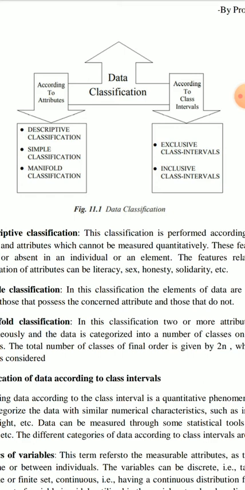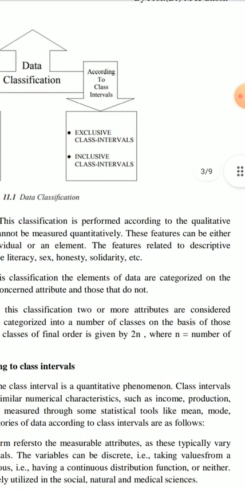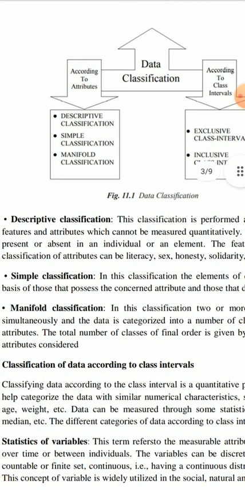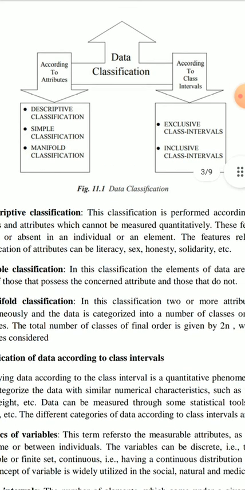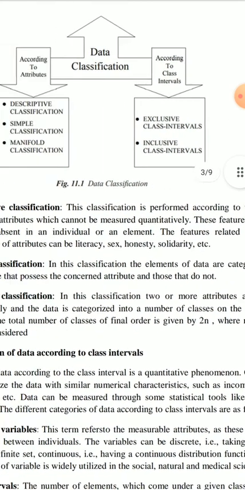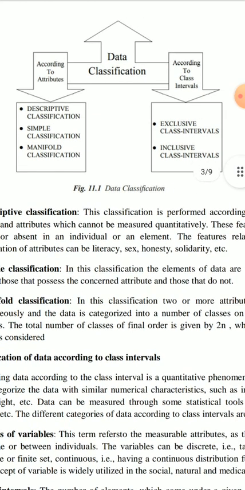So, come to the point about the attribute. A feature can be present or absent in an individual or an element. The features related to descriptive classification of attribute are, for example, literacy, sex, honesty. These are the attributes through which we can make any new data.